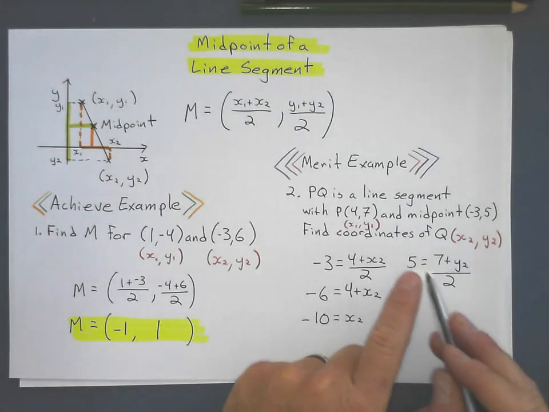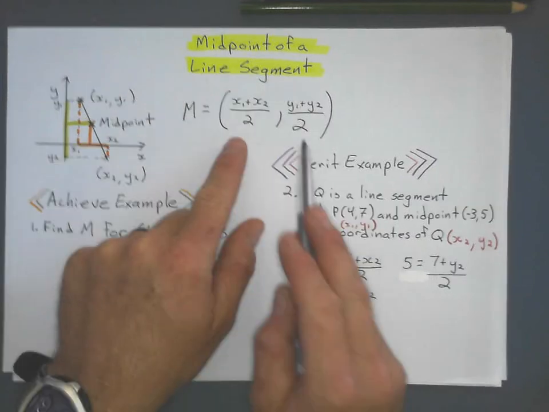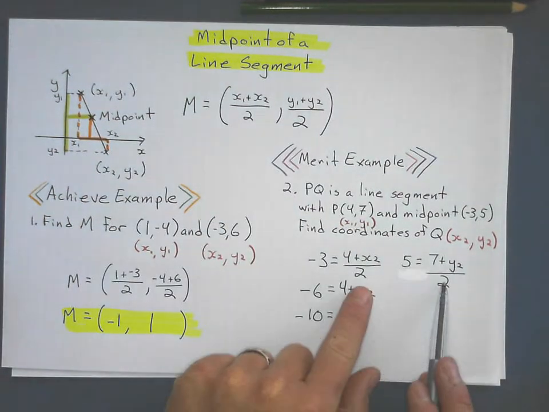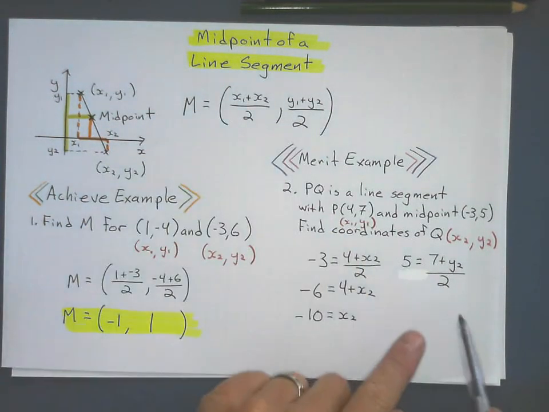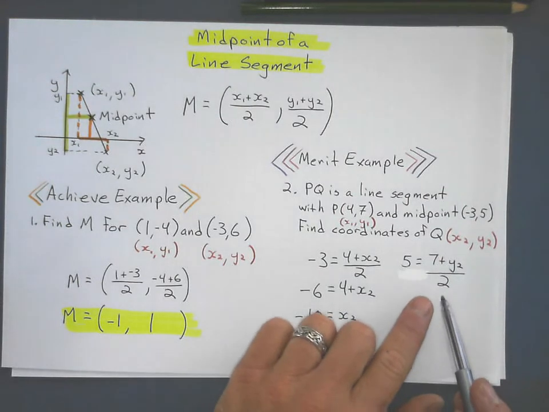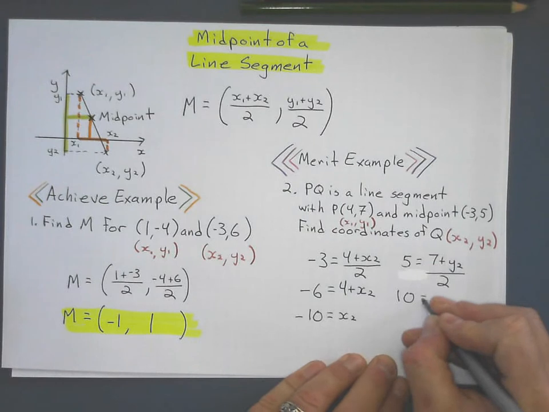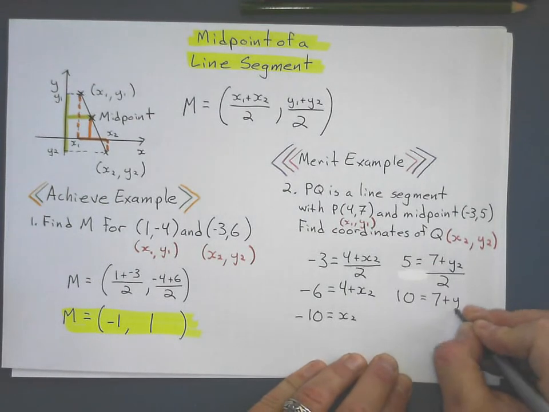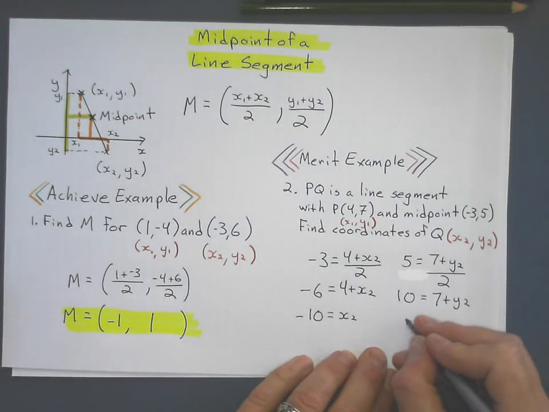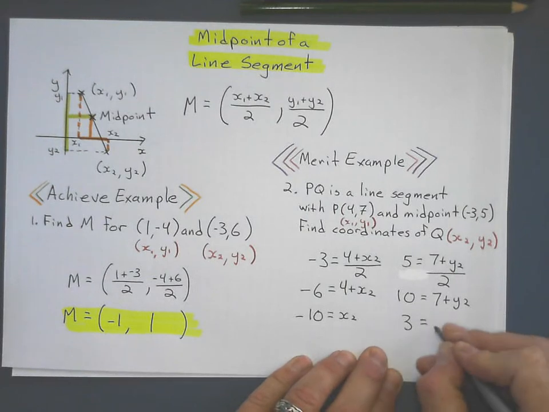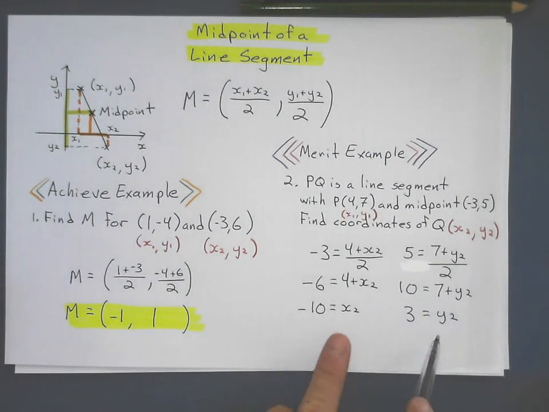And I do the same for over there. Why it's over 2, remember, because that's part of the formula. Okay? That's my formula there. And it's a simple algebraic equation. Sort of simple, I guess. Multiply the other side by 2 and I get 10 equals 7 plus y2. Subtract 7 from the other side and I get 3 equals y2. And I did it like this on purpose, with x on the left and y on the right, because that's how we write a coordinate.